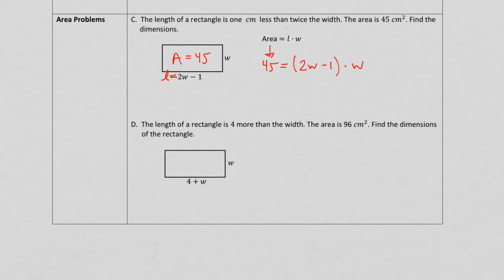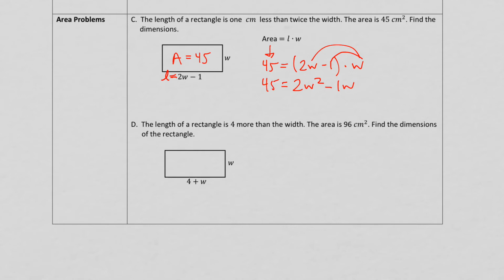If I want to work it out, I can do that now. So first, I can distribute the W into this binomial. W times 2W will be 2W squared. Then W times negative 1 is negative 1W. And that equals the area which we're given of 45.